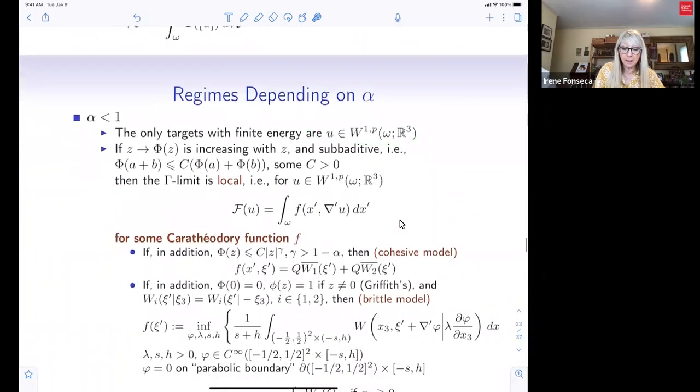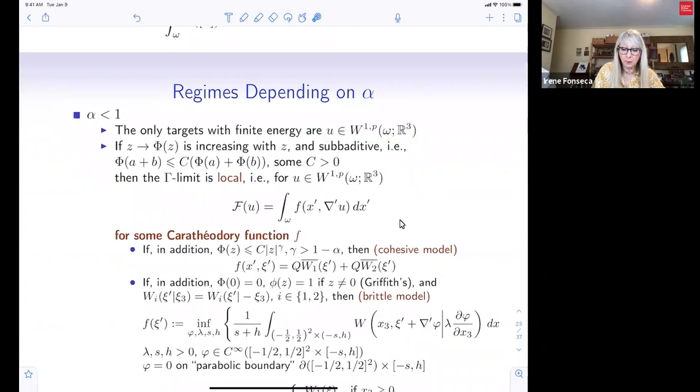And then depending on different conditions on phi, like subadditivity, you can prove in an abstract way that your gamma limit is something that can be written like that. But the question is, what is f? I know it has an integral representation, but if I don't tell you how little f looks like, it's not very useful, right?